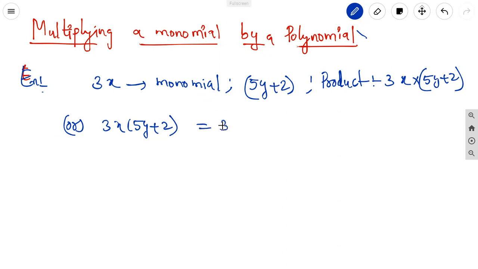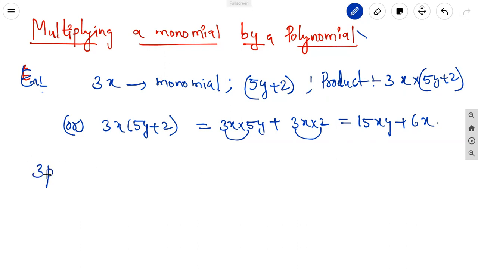It is equal to, by the distribution law, 3x into 5y plus 3x into 2. That is equal to 3 5s are 15, x into y, xy, plus 3 2s are 6x. This is multiplying a monomial by a polynomial. Okay, and we can take one more example.